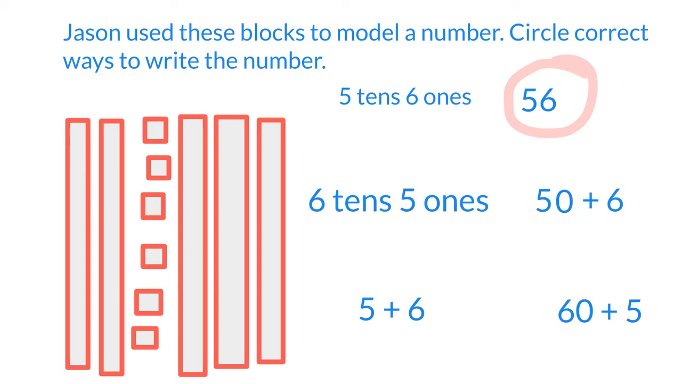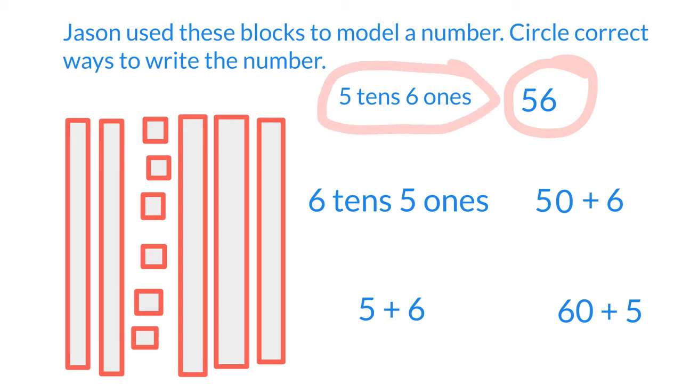Now, other ways that we can write it would be our expanded form and naming the tens and ones. So let's go through each option. We have 5 tens, 6 ones. Let's see if this is true for the picture. We have 5 tens here, and we have 6 ones. So this one is an option for how we can write the number.